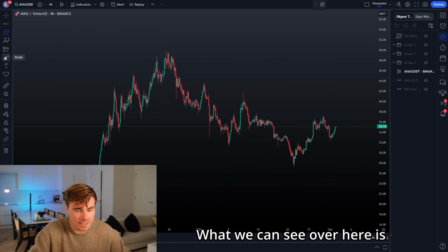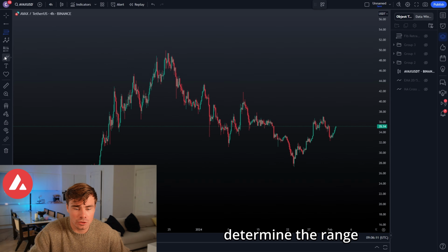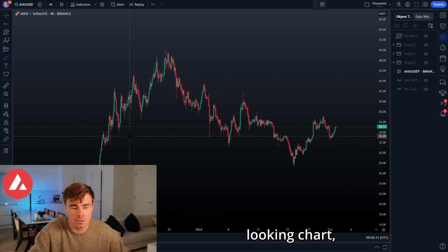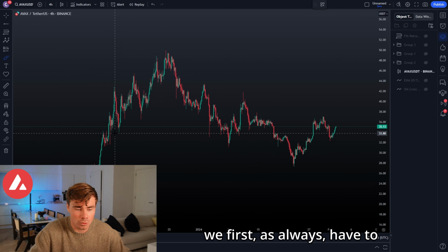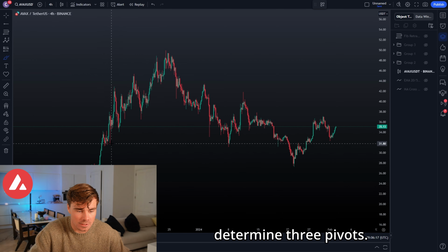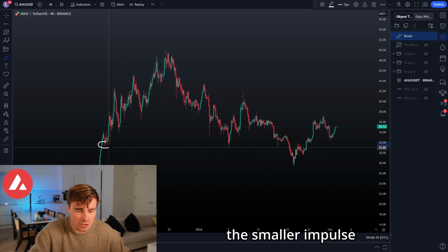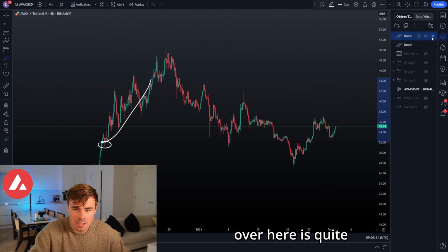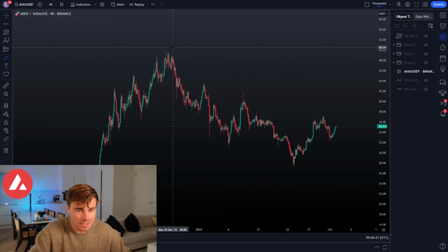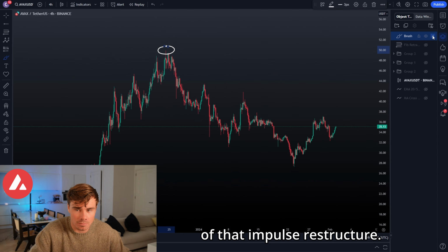What we can see over here is the Avax chart, and if we want to determine the range for this very interestingly looking chart, we first, as always, have to determine three pivots. We can see that the start of this smaller impulse over here is quite often the first pivot. The second pivot is the end of that impulsive structure.